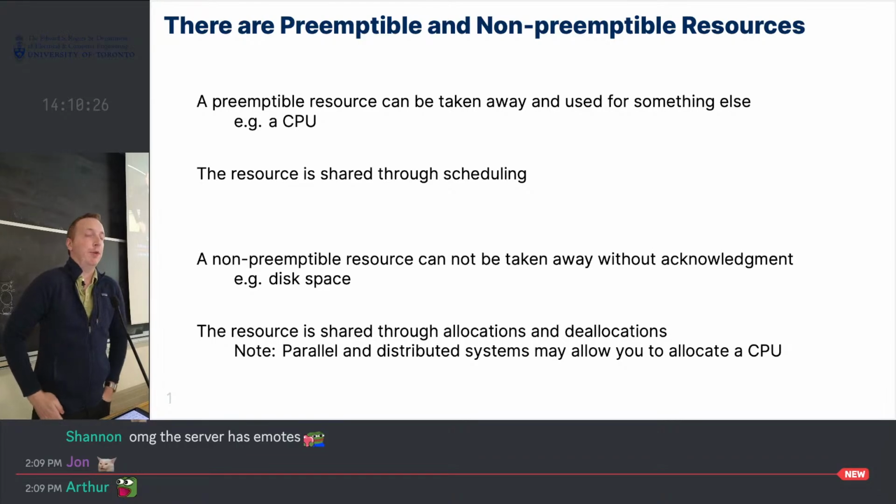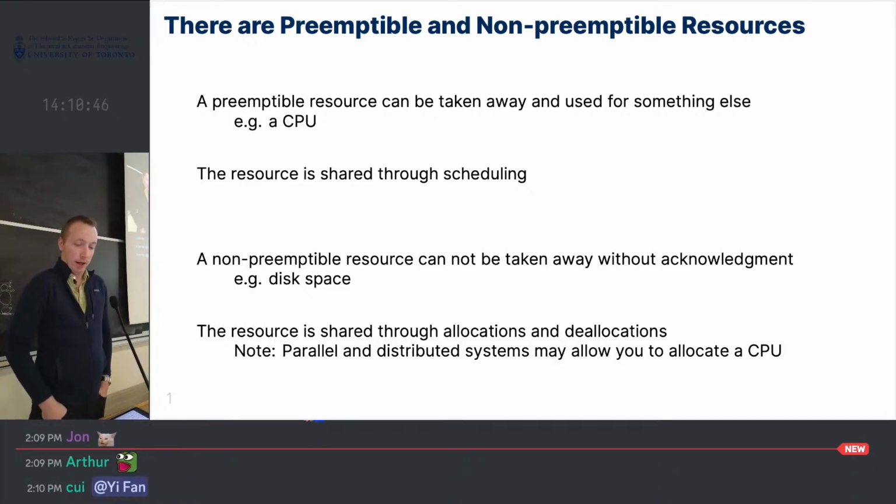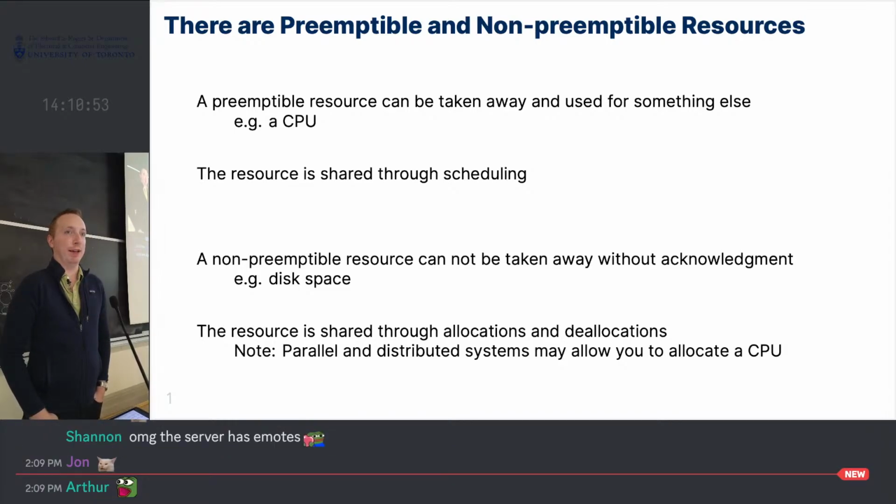So we have two types of resources on our computer, if we want to categorize them like this. We can categorize them as preemptible and non-preemptible. A preemptible resource can be taken away at any given time and used for something else or otherwise shared. So a CPU is a preemptible resource, and it can be shared through scheduling. I'm sure you've encountered this many times in your life: if it's highly contested, maybe you have to schedule some time to actually use it.